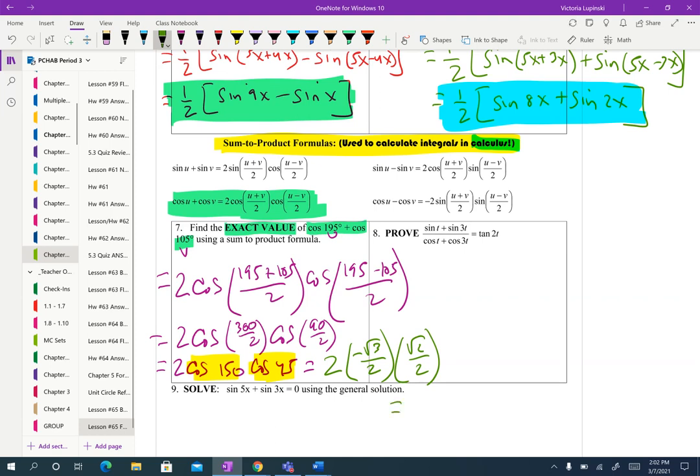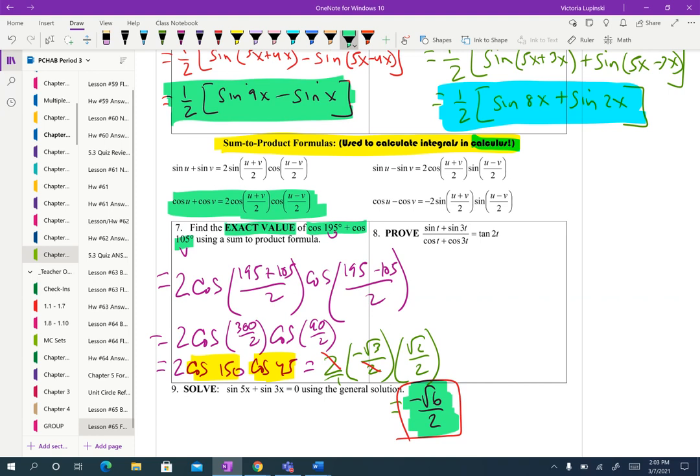To finish this problem, you just want to multiply all of the numerators and all of the denominators. So a negative radical 3 times a radical 2 is a negative radical 6. Well, actually, even before we do that, we can reduce. You can reduce this 2 with this 2. Then if you multiply what's left, you're going to get a negative radical 6 over 2. Remember, the whole point of something that asks you to find an exact value means you want to give your answer as an exact radical, no decimals allowed. So that's a way that you can do it using a sum to product formula.